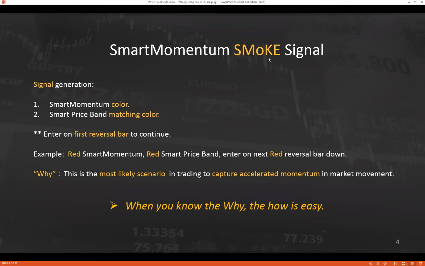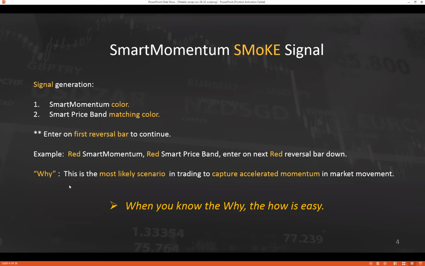Hey team, this prints down, we'll have a smoke signal. And the generation for this signal is very simple. We look for smart momentum color, and then we look for smart price band matching color. We're going to look at a chart here in just a second and show you what that looks like. And then we enter on the first reversal bar to continue in that direction. So an example would be we have red smart momentum, red smart price band, and we enter on the next red reversal bar down. Rob color coded all of his stuff to match each other, to complement each other. That's why it works so well.